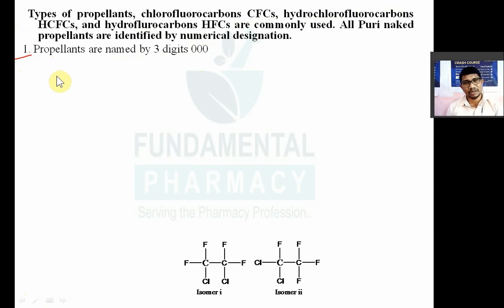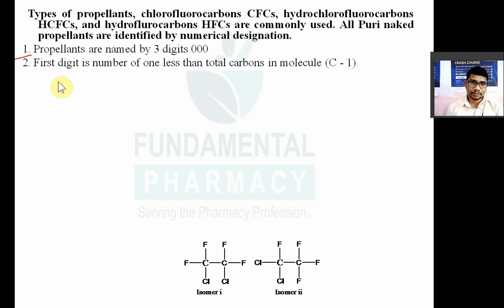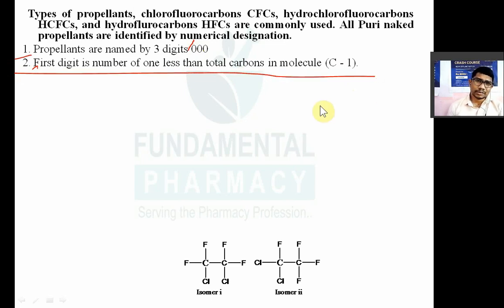The first digit is nothing but the number 1 less than the total carbon in the molecule. So the first digit is the number of carbon present in the molecule minus 1. So C minus 1. That's why that formula will also come here, C minus 1.